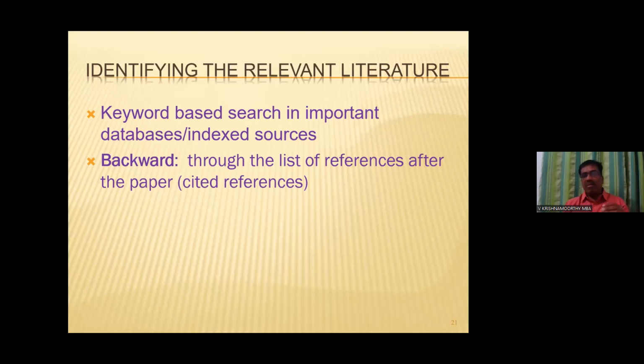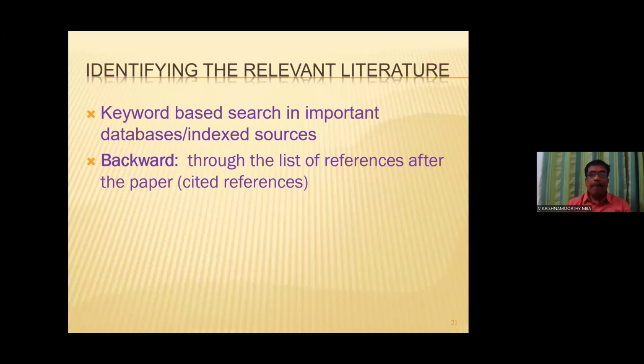What is a keyword? Whenever you write a research paper, you will have a title. Next, you will have the abstract, and after the title, probably your name will be there. Under the abstract, you have been asked to write 5 keywords. For example, let's take service quality: reliability, responsiveness, tangibility. So, based on the keywords, you can also identify the relevant literature.